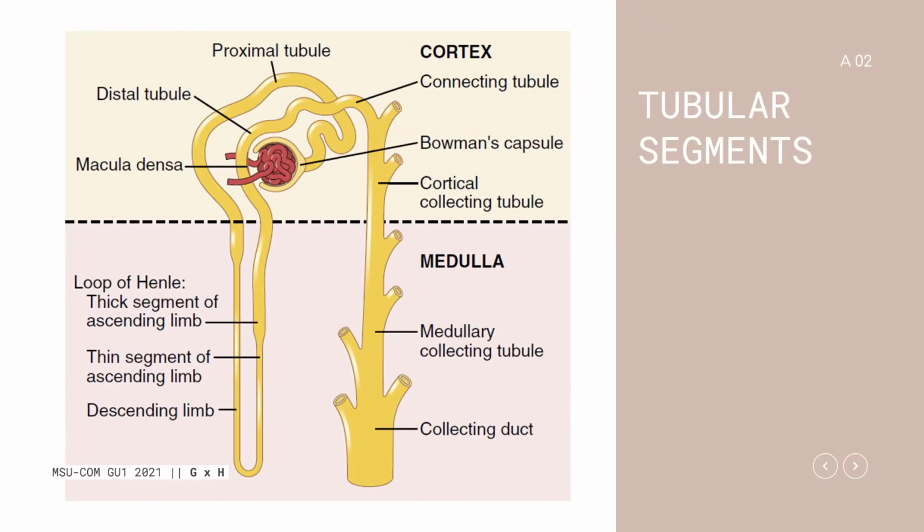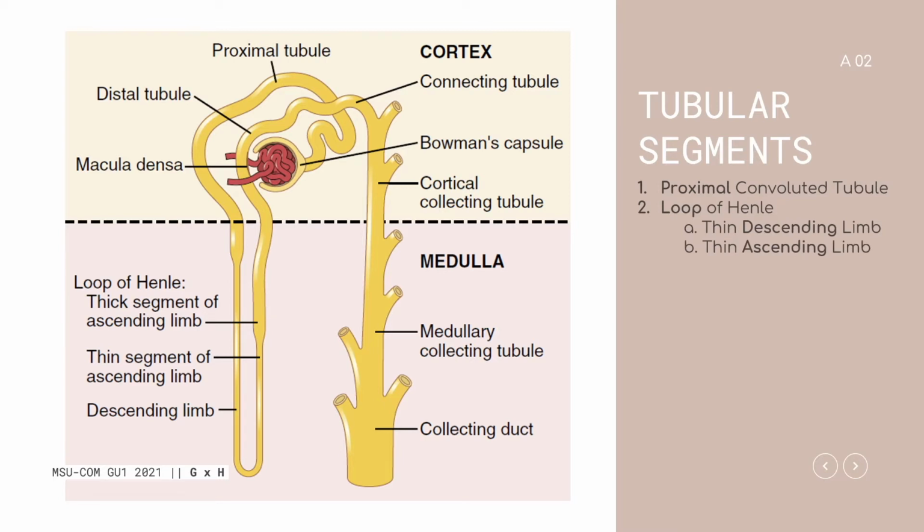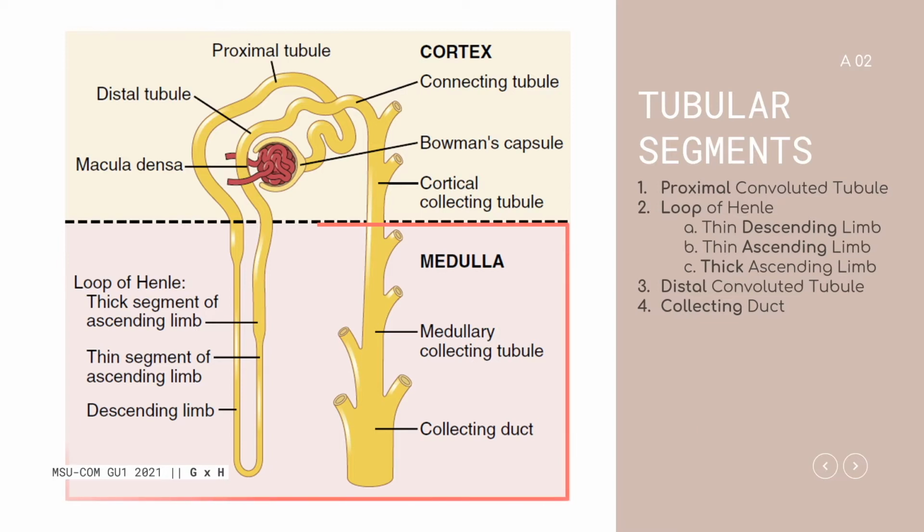The renal tubule has a few segments of its own: the proximal convoluted tubule, the U-shaped loop of Henle with a thin descending limb, a thin ascending limb, and a thick ascending limb, and finally the distal convoluted tubule, which empties into the collecting duct, which collects the urine. Among these, the S3 segment, distal segment that is, of the PCT, the loop of Henle, the medullary collecting tubule, and the collecting duct are all located in the renal medulla.